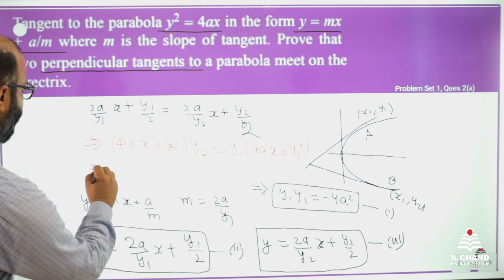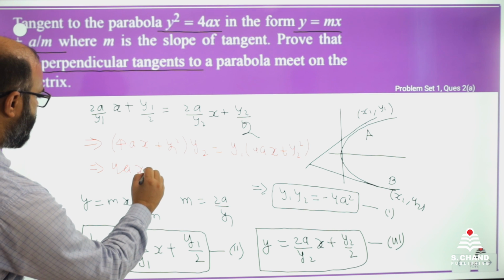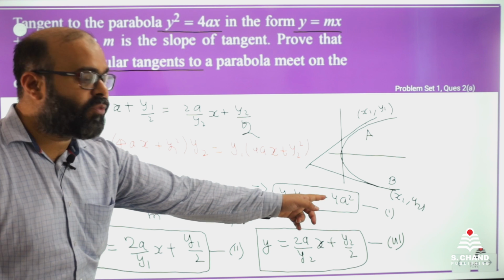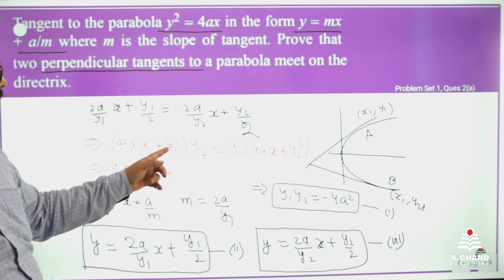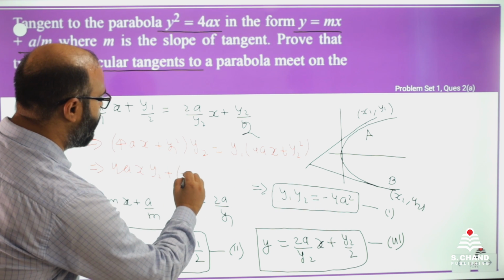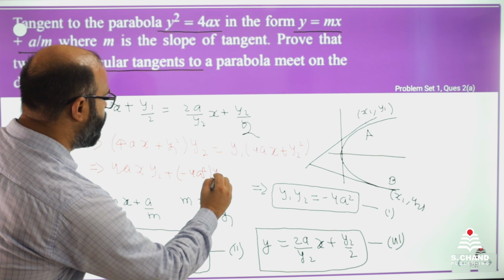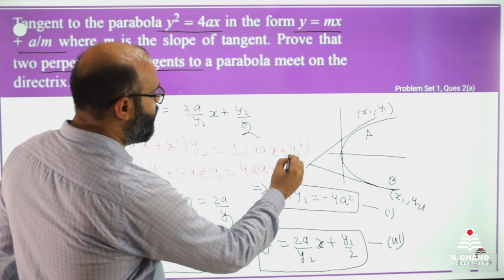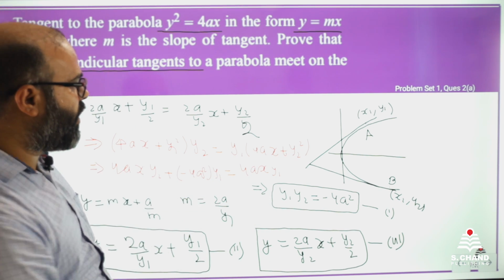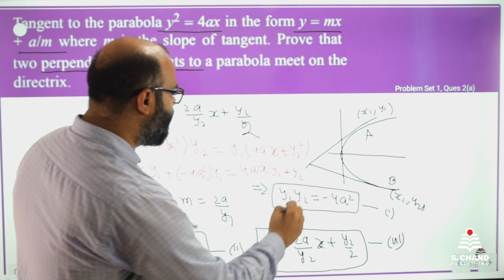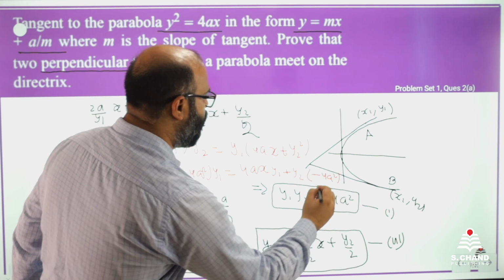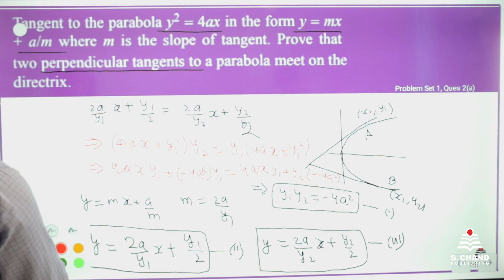Now in the next step, it will become 4ax y2 plus y1 square y2, but y1 y2 is -4a square. So you can say that it is -4a square into y1. So this is -4a square into y1, and here it is 4ax y1, and y2 square y1 is there. So one y2 will remain, and another y1 y2 will be -4a square. Now when you do further calculation, what will happen?